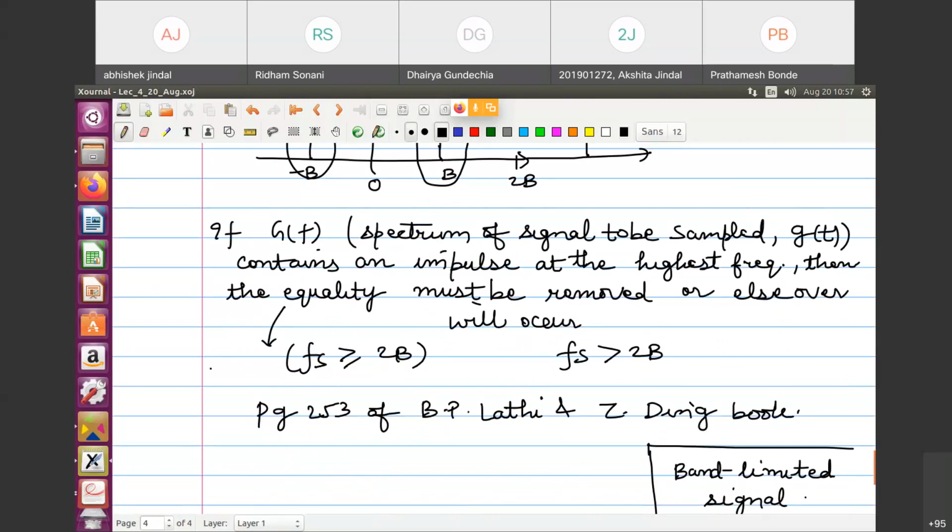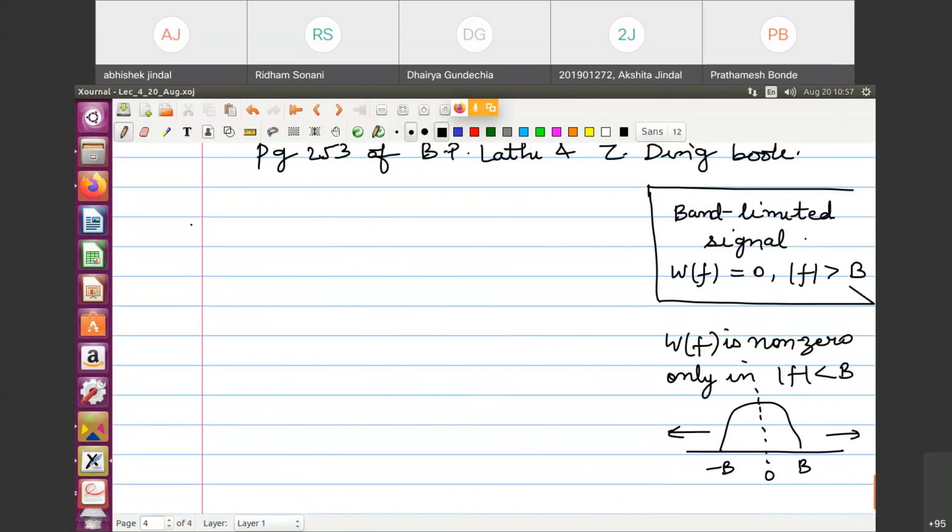One more thing I need to say about signal reconstruction. I think we have seen the reconstruction formula. Just write it down. A few remaining things from signal reconstruction.